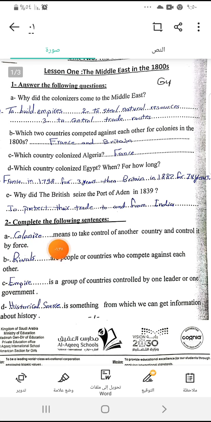The word colonize means to take control of another country and control it by force. Rivals, people or countries who compete against each other. Empire is a group of countries controlled by one leader or one government, and the colonizers came to the Middle East to build empires. The historical source is something from which we can get information about history, like all the newspapers and the biographies of the people who lived during that time.